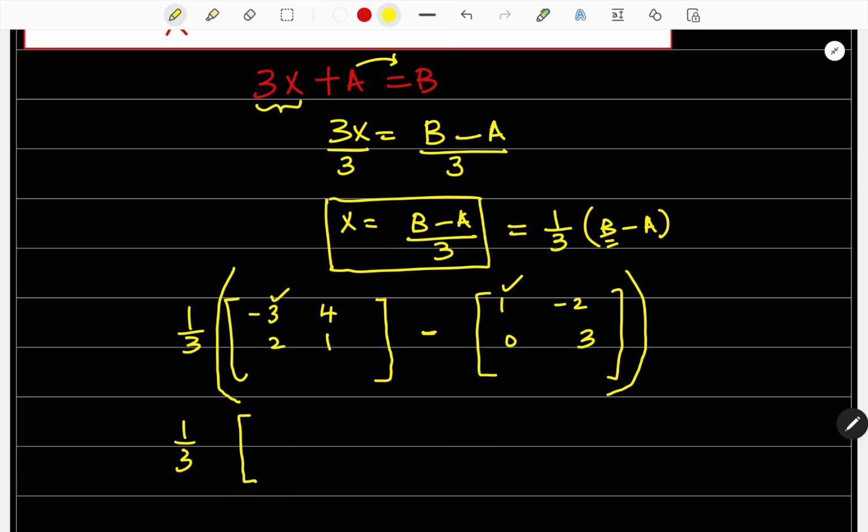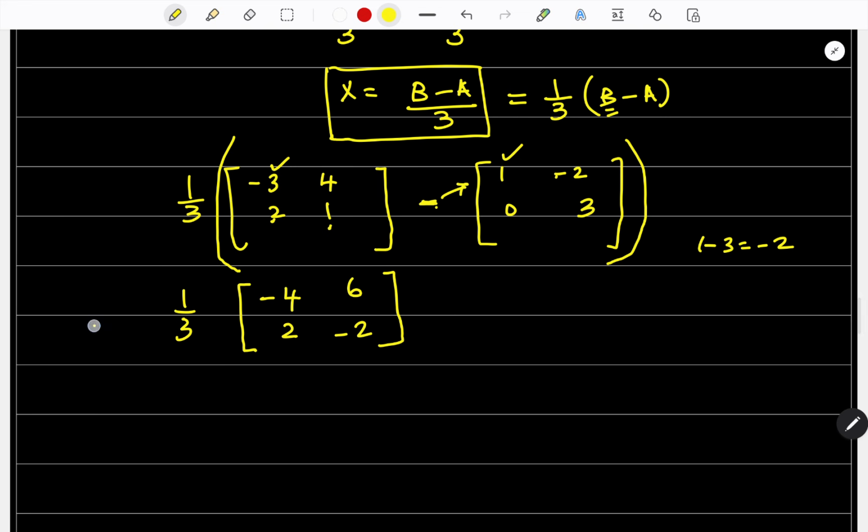Minus 3 minus 1, which is minus 4. How minus 1? This minus 1 going inside. And 4 minus of minus plus 2, 6. Then 2 minus of 0, which is 2. 1 minus of 3. 1 minus 3, which is equal to what? Minus 2.